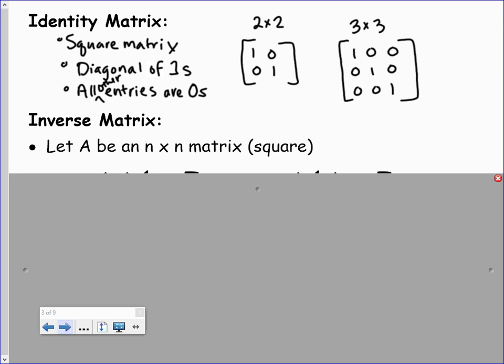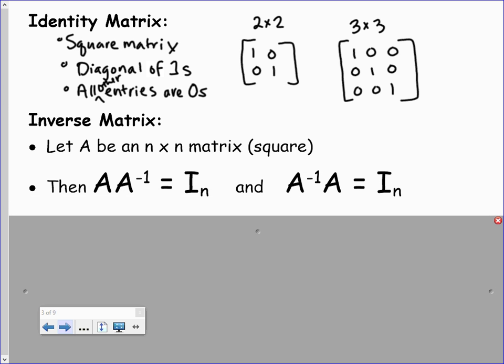An inverse matrix can be found. We're going to let A be an n by n matrix. If it's n by n, that would imply that our rows are equal to our columns, and so it is also a square matrix. First, I'm going to give you some notation, and once you write it down, we'll talk about what that notation actually says. If A is an n by n square matrix, then we will know these two things to be true if it's an inverse.